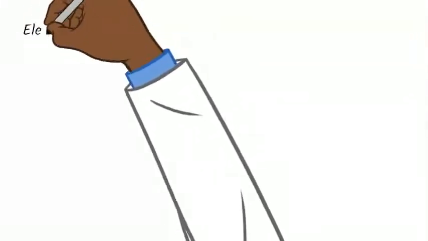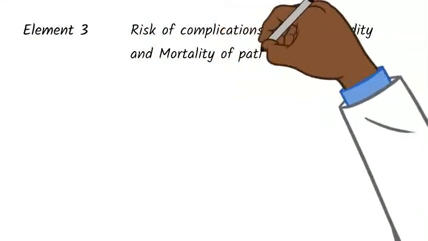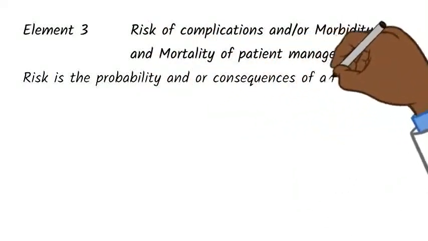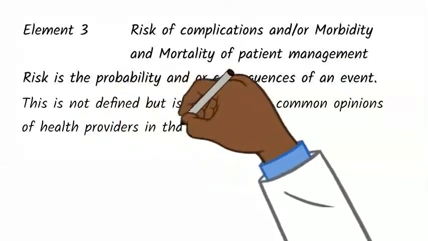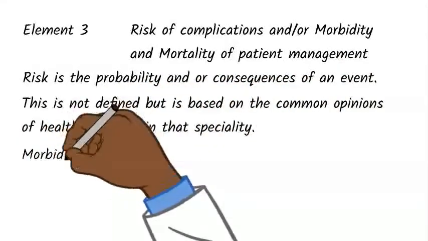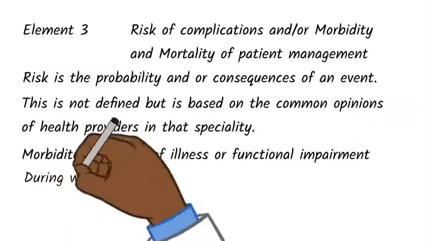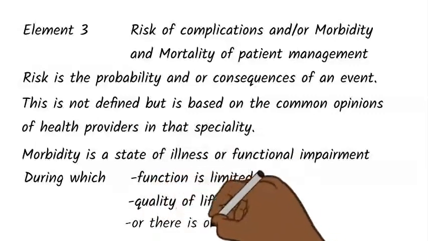The third element is risk of complications and/or morbidity and mortality of patient management. Risk is the probability and/or consequences of an event. This is not defined but is based on the common opinions of health providers in that specialty. Morbidity is a state of illness or functional impairment that may be of significant duration during which function is limited, quality of life is impaired, or there is organ damage.